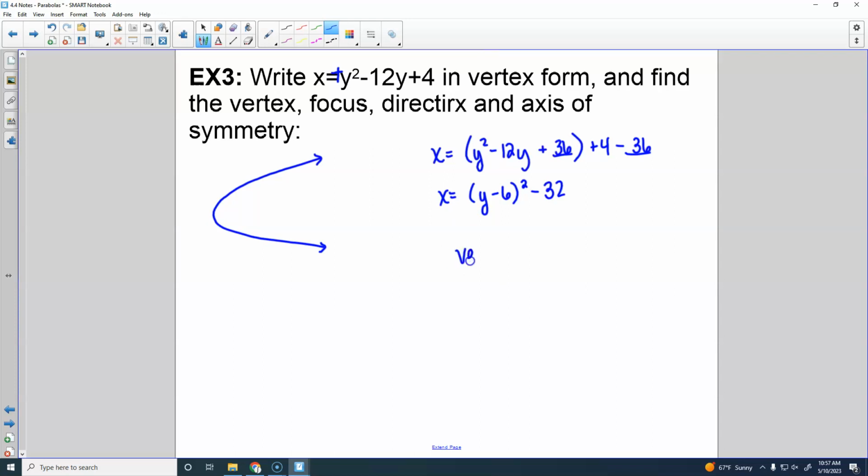So, Connor, what's our vertex on this? Almost. It's going to be negative 32, 6. Because that negative 32 is not inside of the parentheses, you keep that negative sign with it. But the y is going to be a positive 6 because it is inside the parentheses. So this point right here is at negative 32, 6. Everybody okay here?